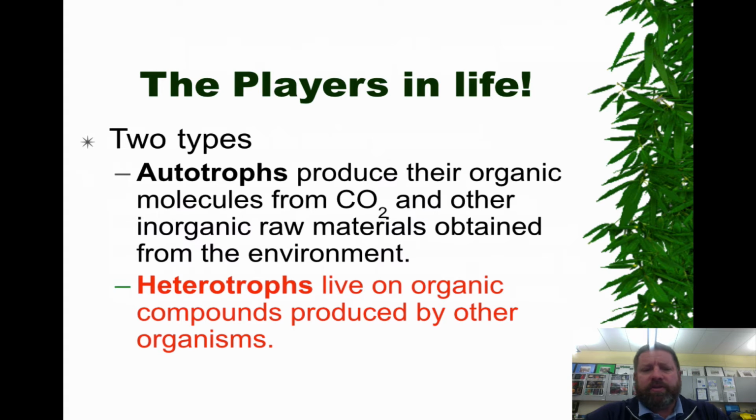So the players are really simple: autotrophs and heterotrophs. Autotrophs are things that make their own food. Being autotrophic is going to be an anabolic reaction where you're taking CO2 from the atmosphere and turning that CO2 into materials that we can eat, such as glucose, proteins, lipids, carbohydrates. Heterotrophs, on the other hand, are going to use catabolic reactions to take those sugars, fats, lipids, proteins, and turn those things into smaller molecules, such as CO2 and water, to extract the energy from these things.